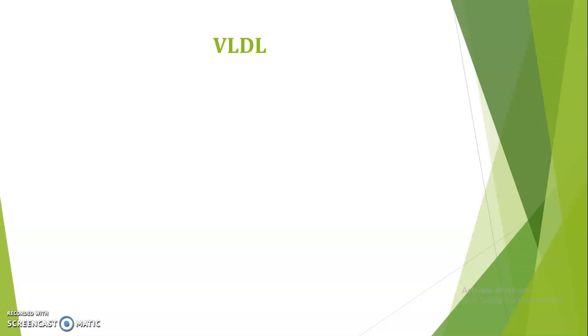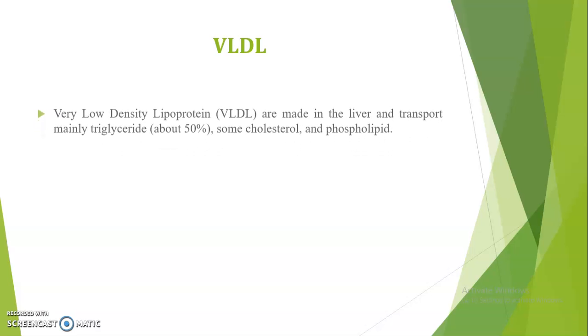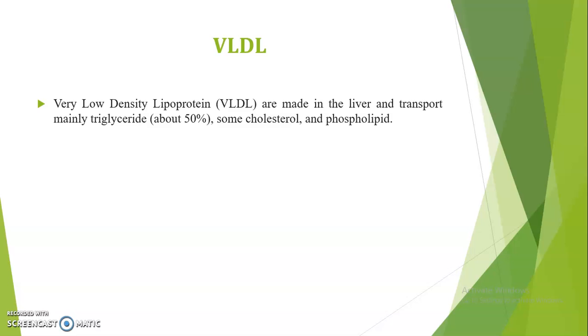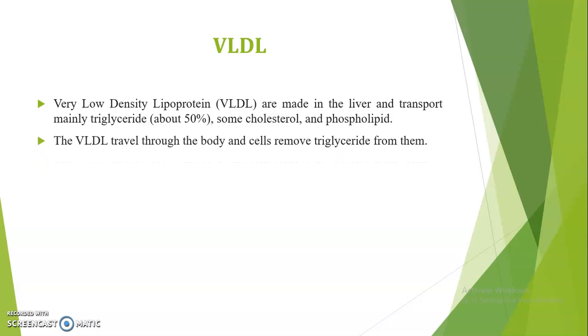Next type of lipoprotein is VLDL. VLDL is nothing but the very low density lipoprotein. Very low density lipoproteins are made in the liver from the chylomicrons, and they transport mainly triglycerides. About 50% of triglyceride is transported by using very low density lipoprotein, along with some cholesterol and phospholipid molecules. The VLDL travel through the body and cells remove the triglyceride from them.